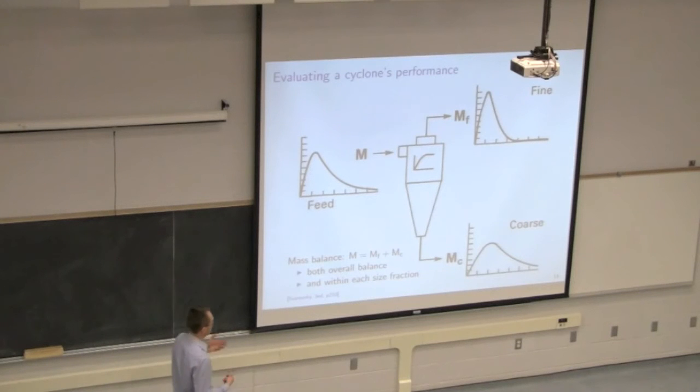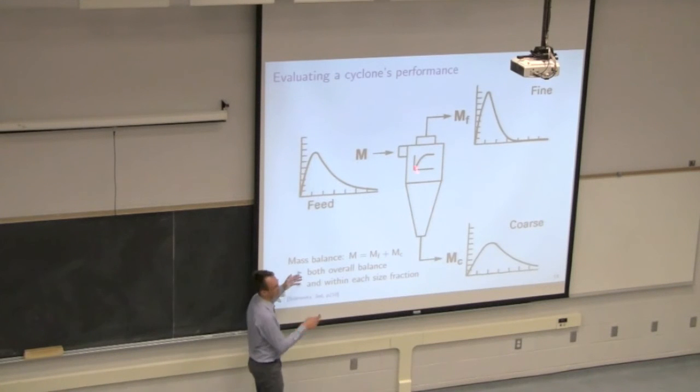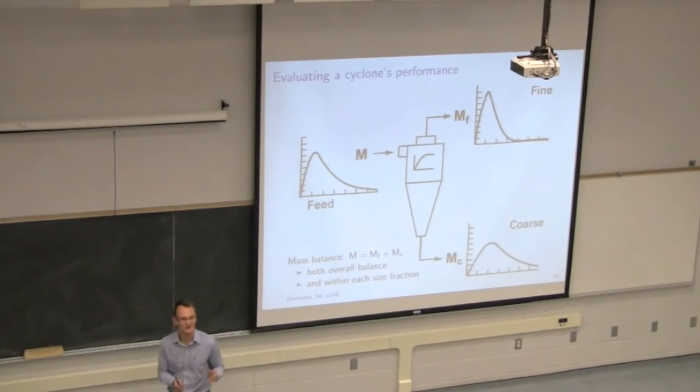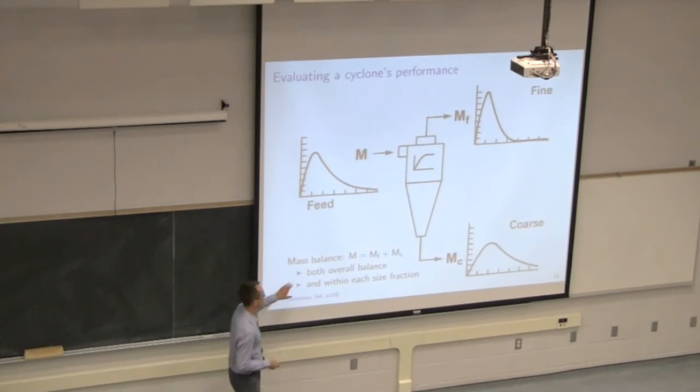This is for steady state operation, so in cyclones we definitely don't have accumulation. If you've got accumulation, you've got a problem. So for regular steady state operation, let's take a bin, for example, the 10 micrometer bin. The mass of feed in the 10 micrometer bin must add up to the mass of fines in the 10 micrometer bin plus the mass of coarse in the 10 micrometer bin. So within each size fraction, as well as the overall mass balance, must equate.